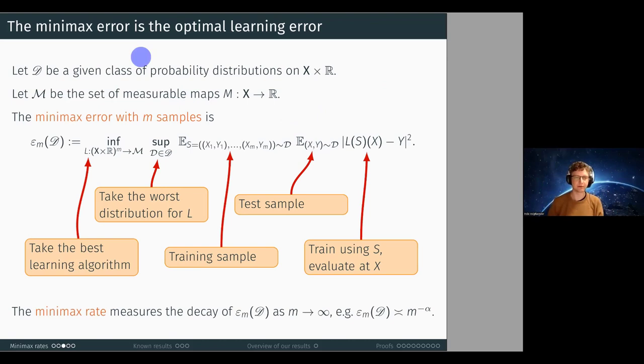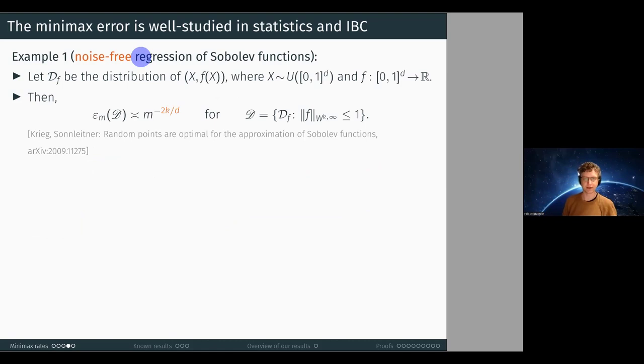But first, let me give an example of minimax error where it is actually well studied, namely for regression problems. It's very well known how this minimax error behaves, and there are two very different settings. I'm always doing regression now with Sobolev or C^K functions. The first setting is the noise-free setting. There our distribution D_F, where F is some unknown Sobolev function with K derivatives, would be the distribution of the tuple (X, F(X)), where X is uniformly distributed in the unit cube, and F, as I said, is some Sobolev function.